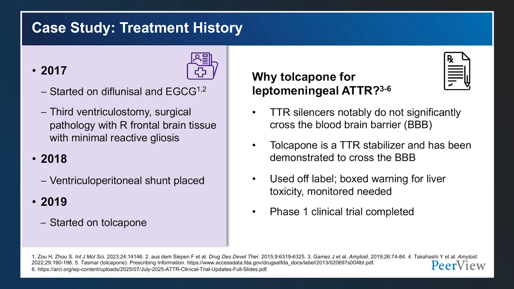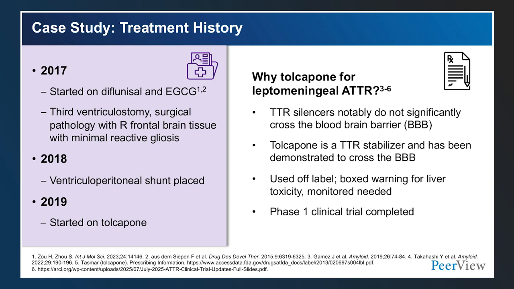Initially, he was started on diflunisal and EGCG. He had a third ventriculoscopy, and surgical pathology demonstrated some minimal reactive gliosis of a right frontal biopsy. He had a VP shunt placed in 2018, and in 2019 he was started on tolcapone. So why tolcapone? I mentioned this here. This is not an FDA-approved treatment, but notably, the TTR silencers do not cross the blood-brain barrier. Tolcapone is a TTR stabilizer and has been demonstrated to cross the blood-brain barrier.